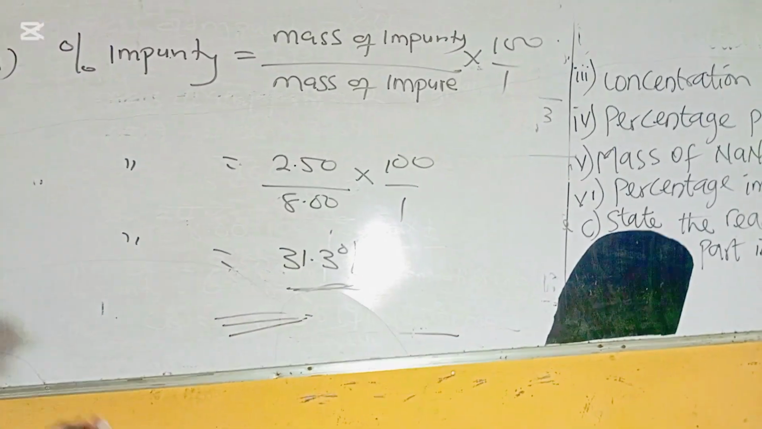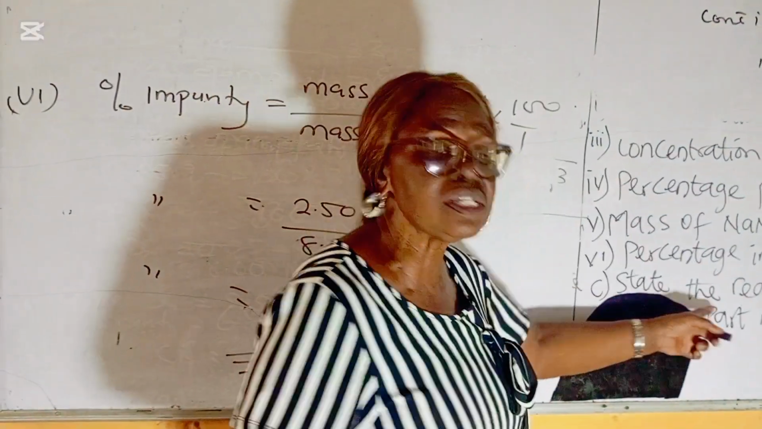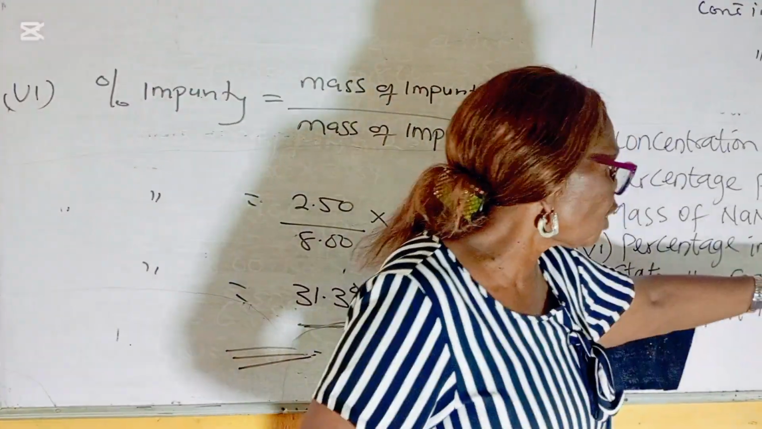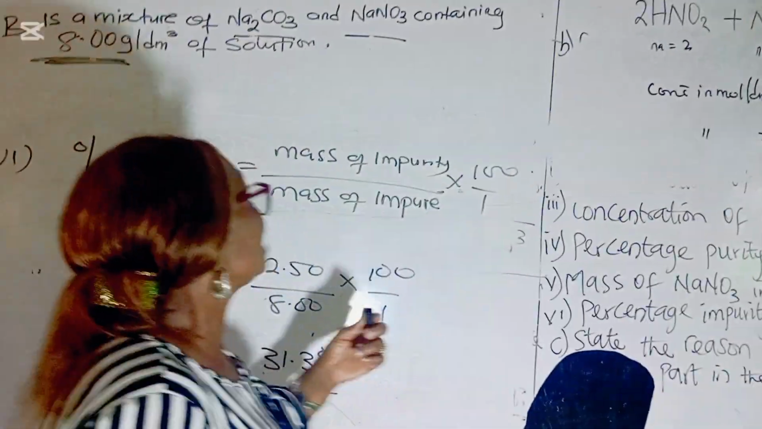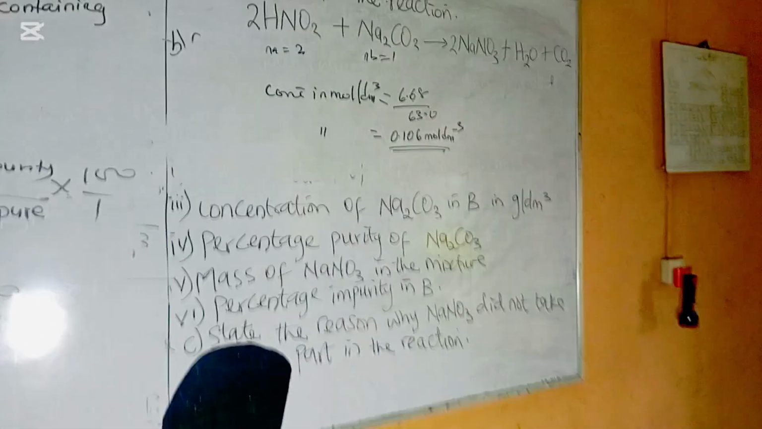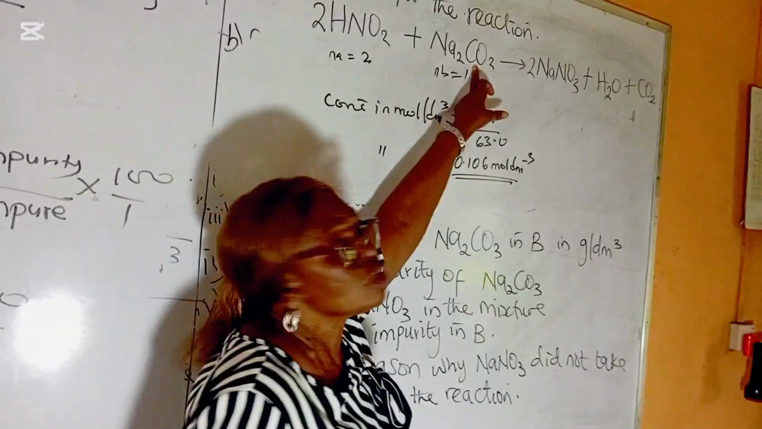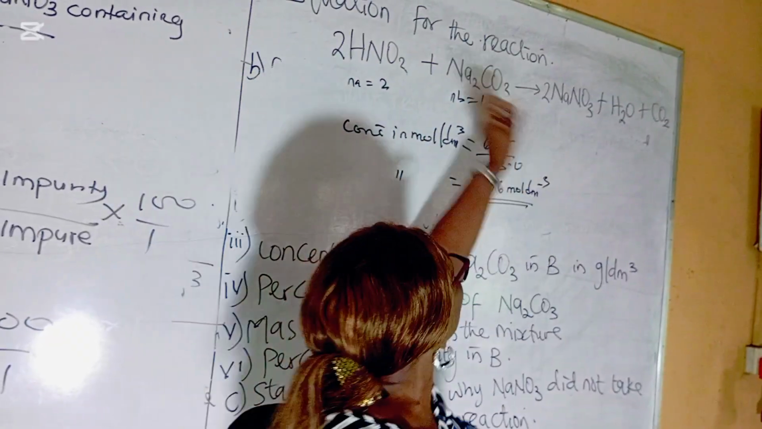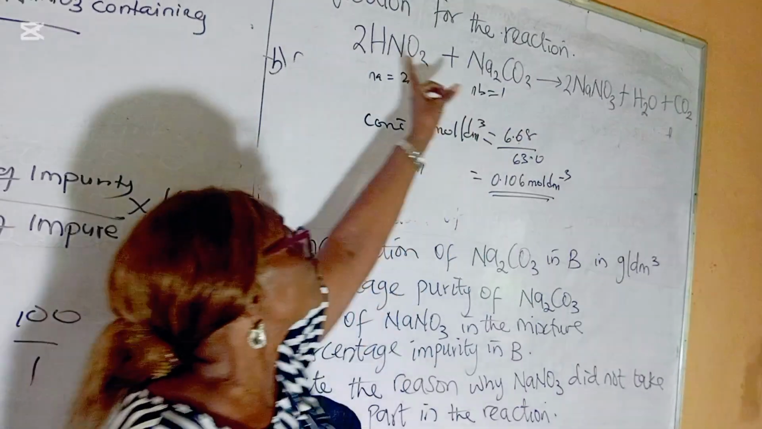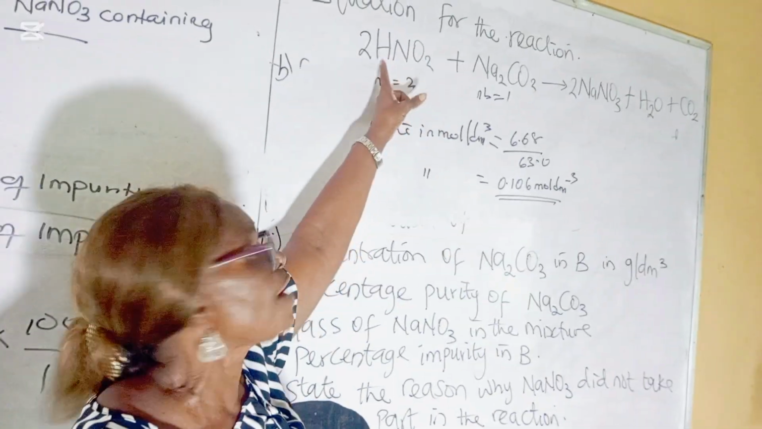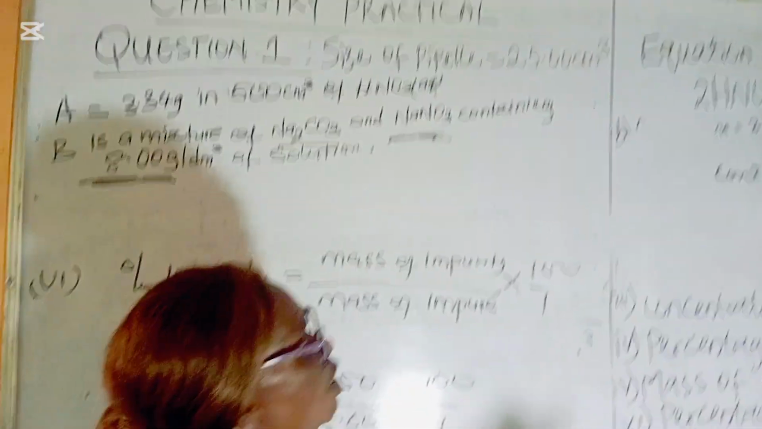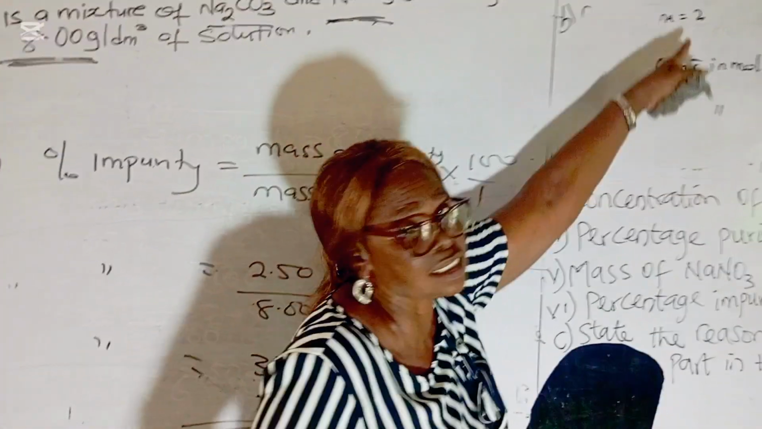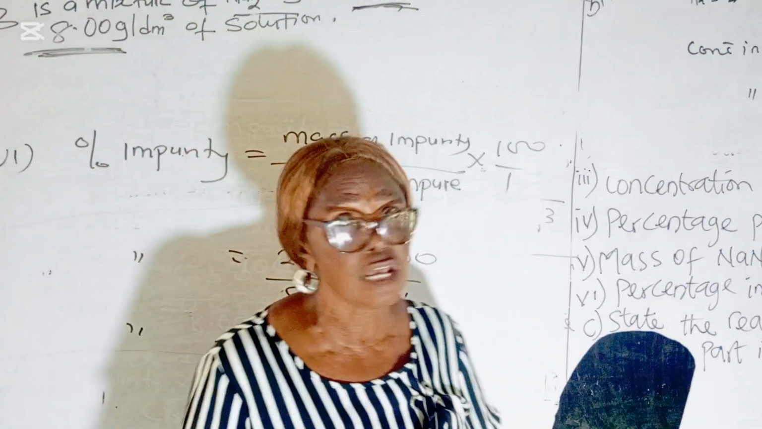So that's your answer. The next question here says, state the reason why the sodium nitrate did not take part in the reaction. Yes, it did not take part in the reaction because it is a salt. Sorry, it is a salt of trioxonitric V acid. That was why it did not take part in the reaction. Remember the salt we are talking about is this. So it cannot react because it is a salt of this acid. That's why it didn't take part in the reaction.